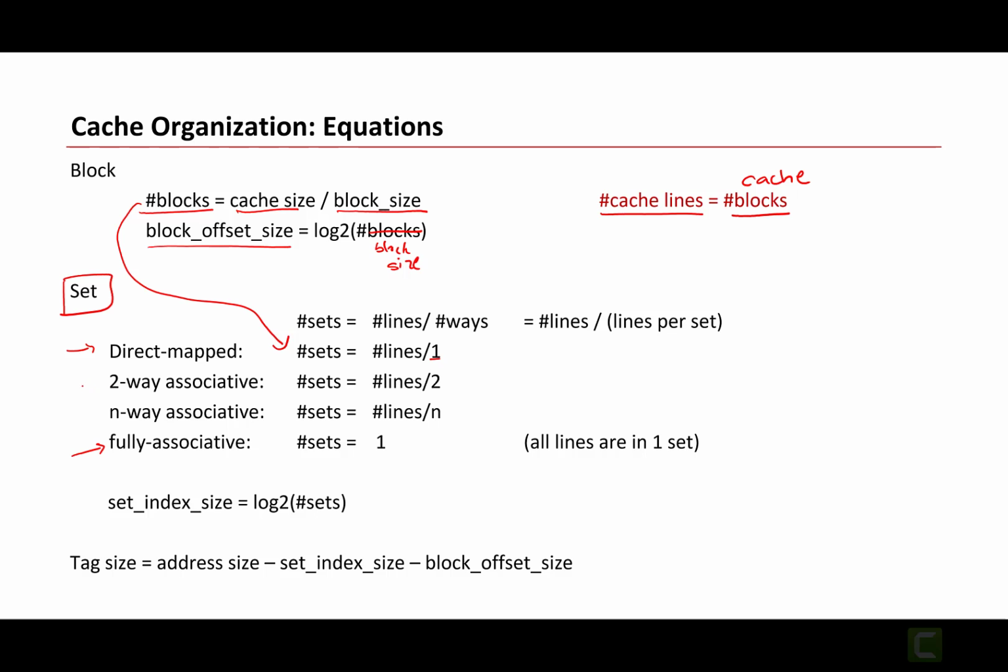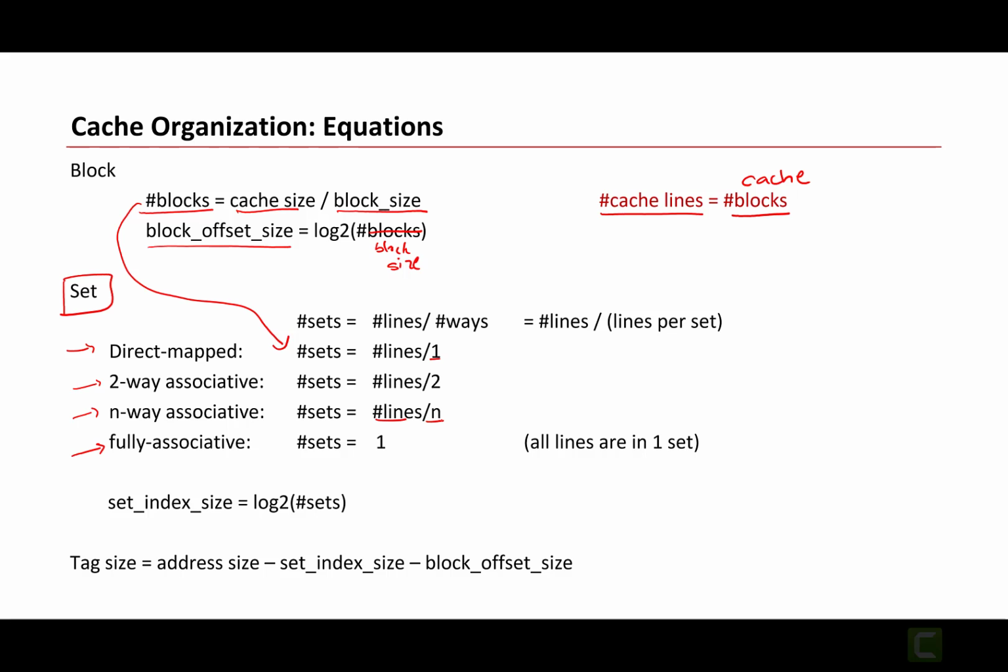Now let's talk about two-way set associative caches. In this case, the number of cache lines per set is 2. So I have to take all the lines I have and divide them by 2, and then I will be able to compute the number of sets. The number of sets will be half as many as the number of lines. I can generalize this and say, if I have an n-way associative cache, then I would divide the given lines by the number of ways to compute how many sets I get.